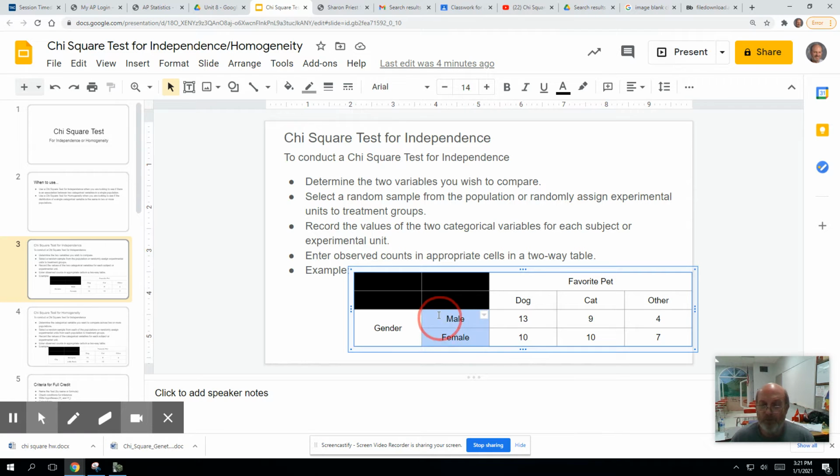These males and females come from the same population. We're wanting to know if there's independence, if there's an association between the gender of a subject and the favorite pet of that subject. That's what we're looking for in this chi-square test for independence.